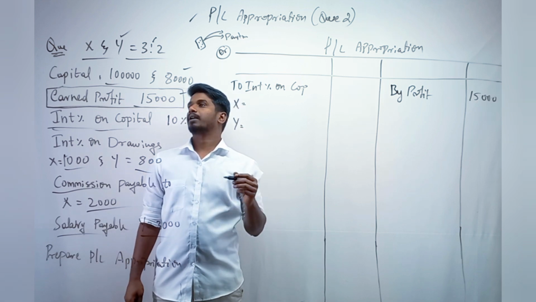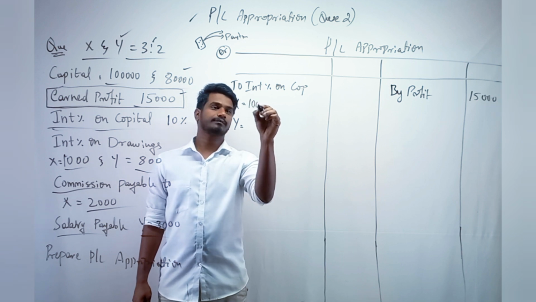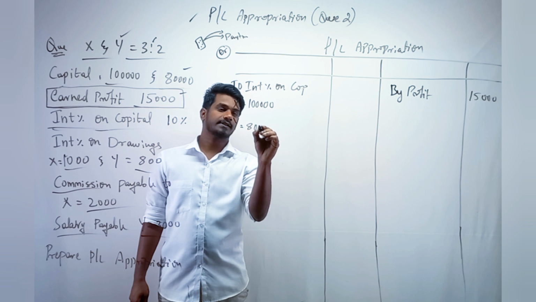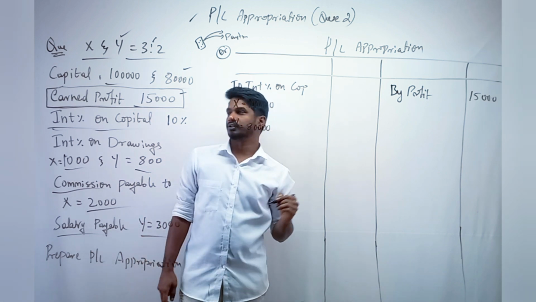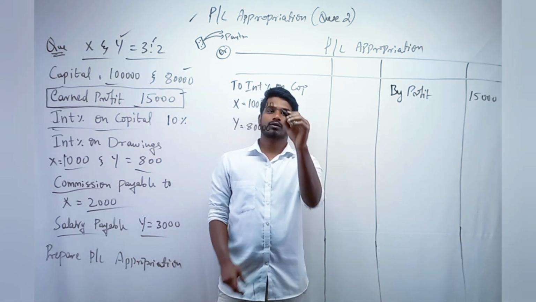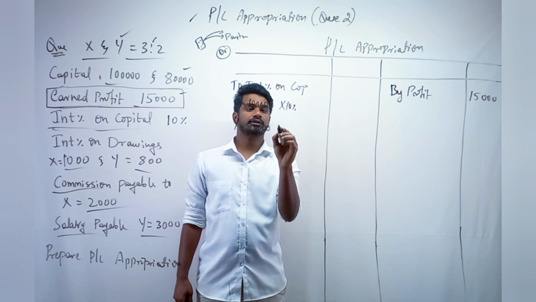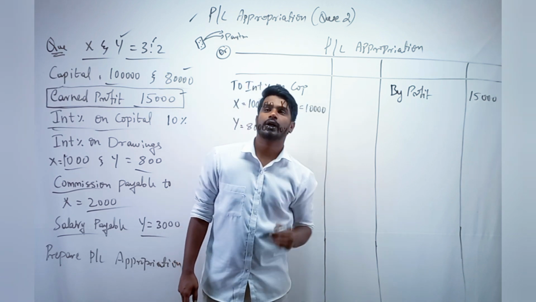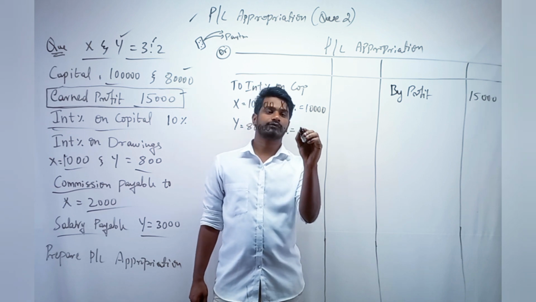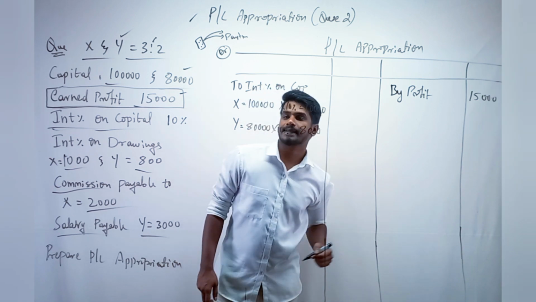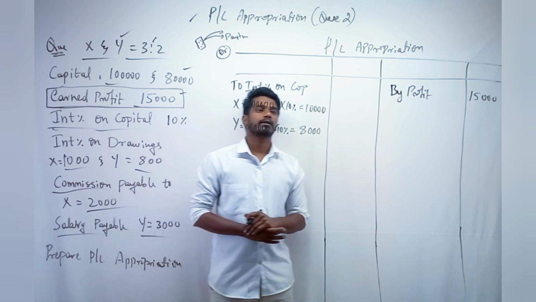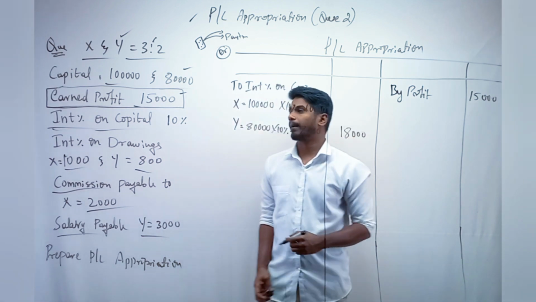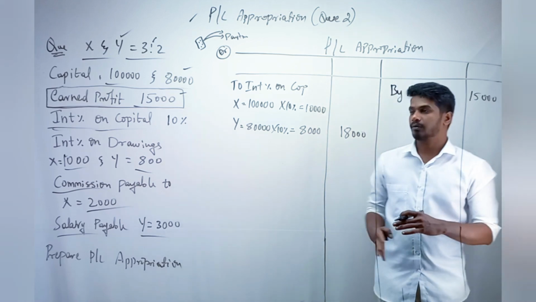So what is the capital? For X it is 1 lakh, and for Y it is 80,000, and interest on capital is 10%, and at 10% it is 10,000 for X and for Y it is 8,000, right? Totally it became 18,000 interest on capital. So are you able to see that?